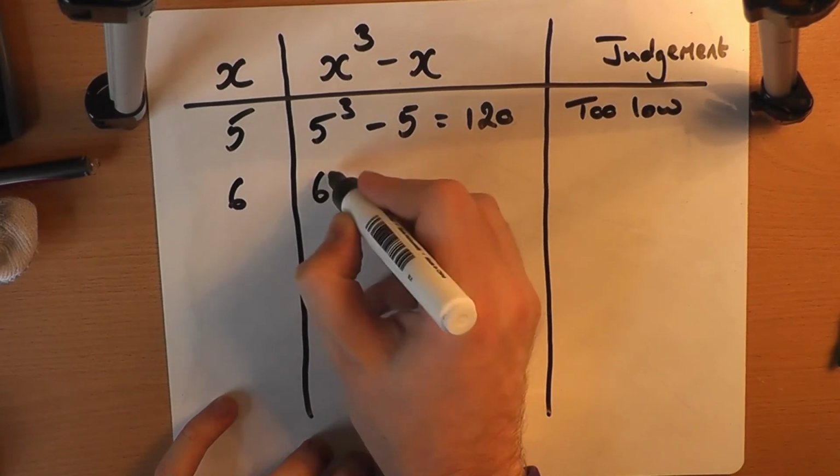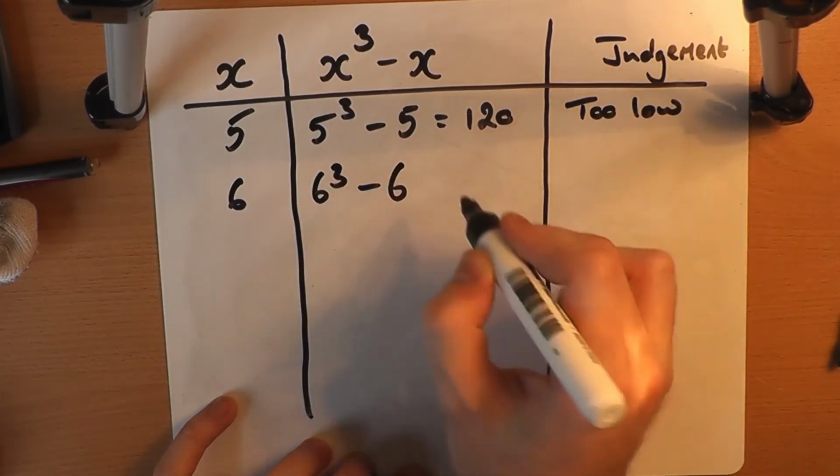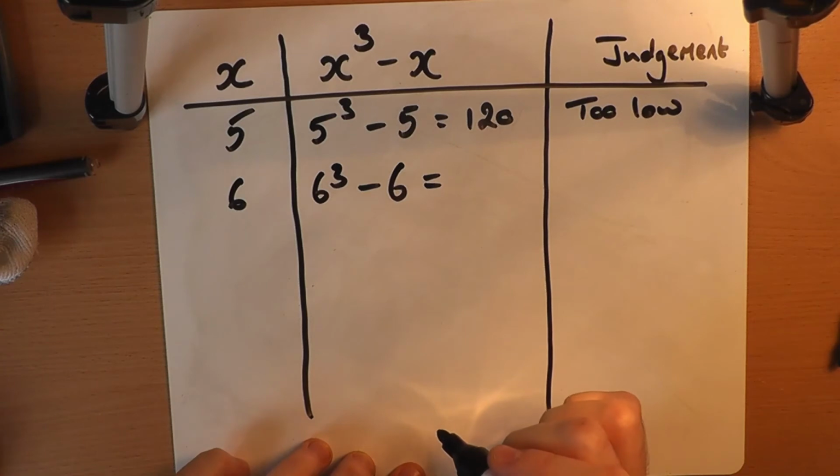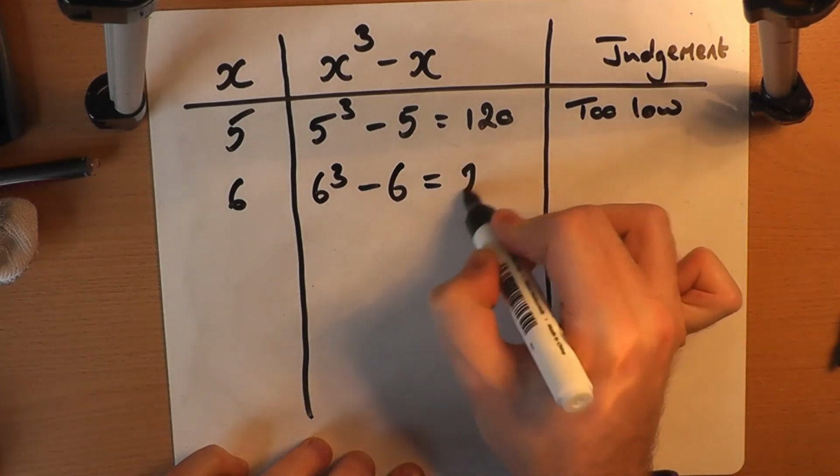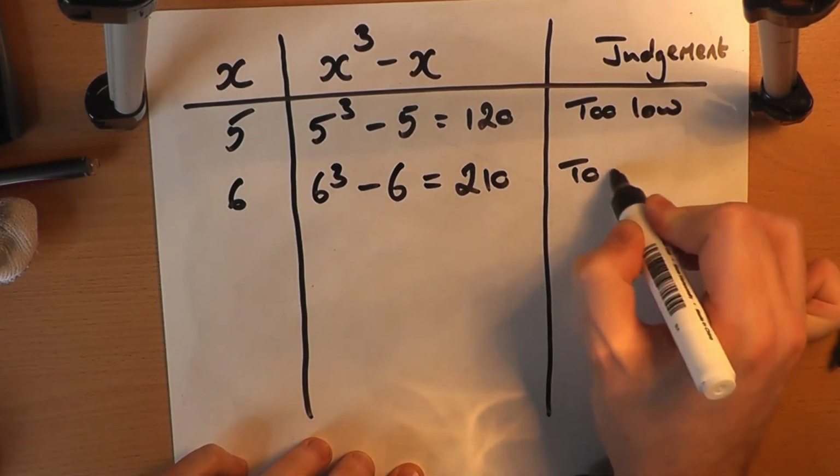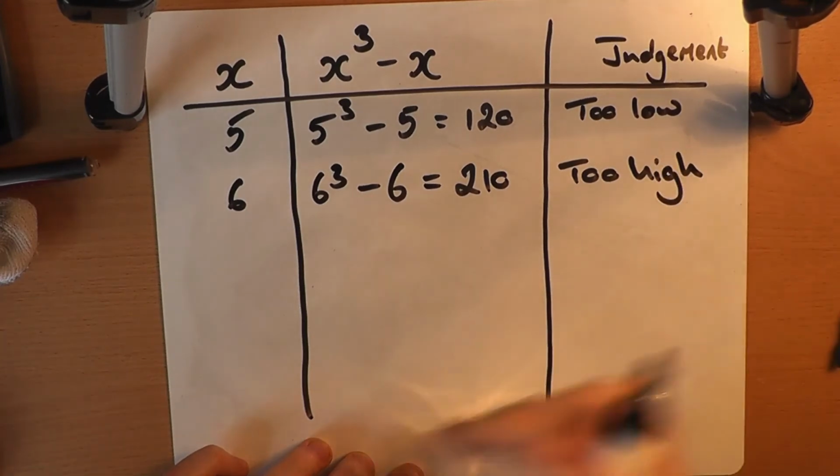So testing it with the 6, we do 6 cubed, and then we take away a 6. So 6 times 6 times 6, and then whatever we get from that, take away 6. That will give us 210, which is, pleasingly, too high.